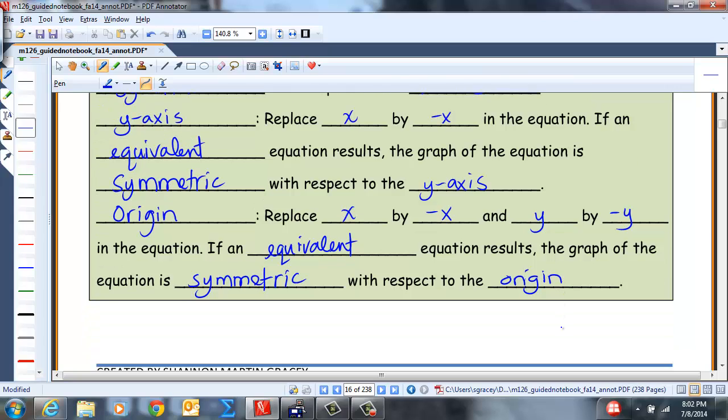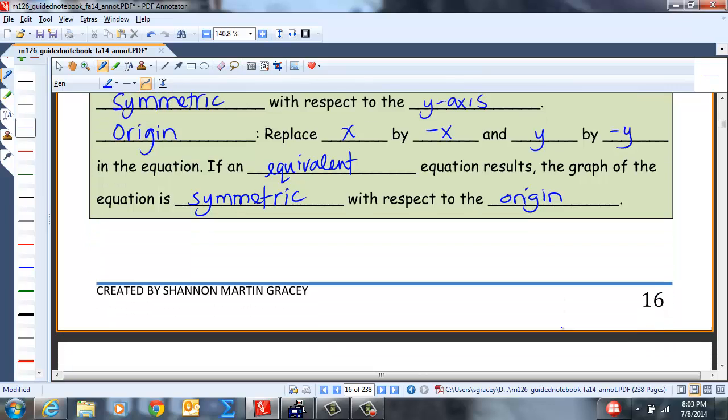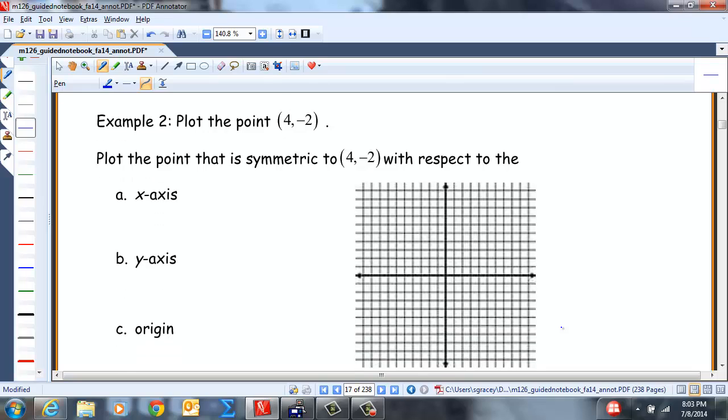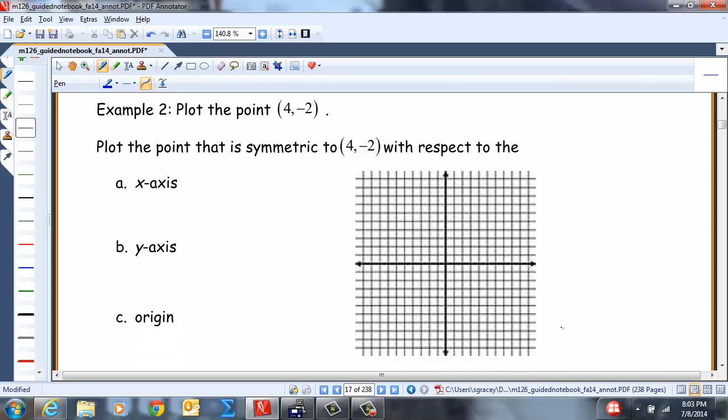So here's some examples. So we're going to plot the point 4, negative 2. I would plot that point just in black. I'll just do the standard viewing window. And if we plot 4, negative 2, it'll be 4 to the right and then 2 down. Okay. So this is 4, negative 2.